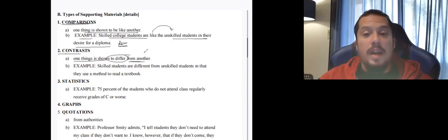ولينا اختلاف حسب the transitions في الباراجراف. لازم يبقى في حاجة يقول لي we need a contrast. لازم يبقى في حاجة يقول لي we need a comparison. Example, skilled students are different, right, from unskilled students in that whole detail. They use a method to read a textbook.